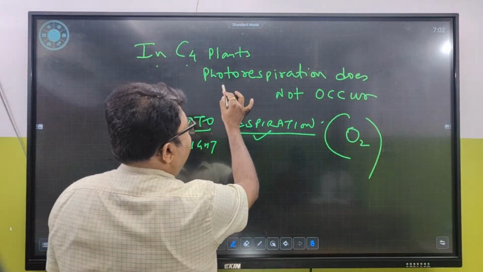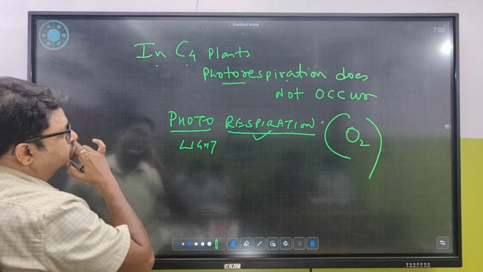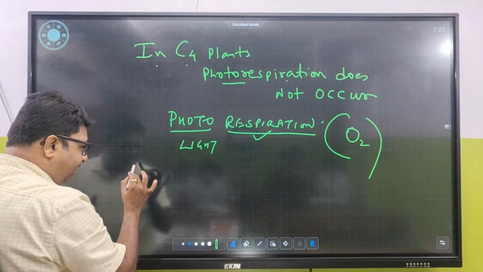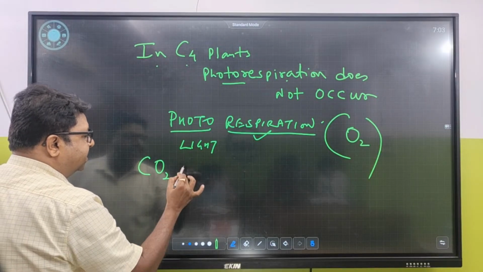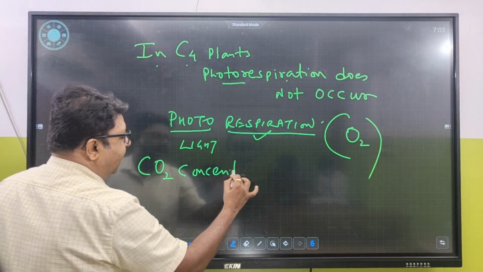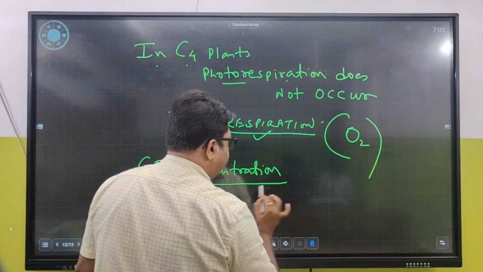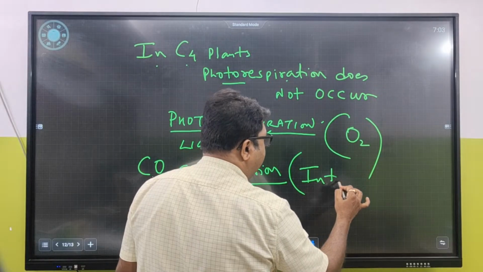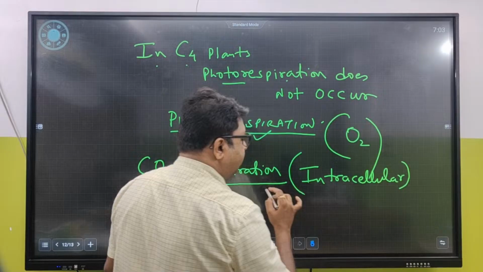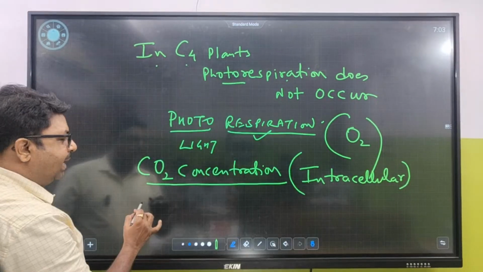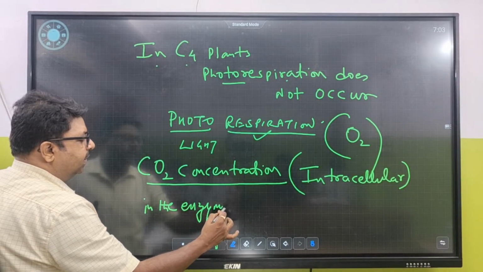In C4 plants, photorespiration does not occur. This is because they have a mechanism to increase the carbon dioxide concentration. That NCERT line: they have the mechanism to increase the carbon dioxide concentration. What? Intracellular carbon dioxide concentration, that's it, in the enzyme site.